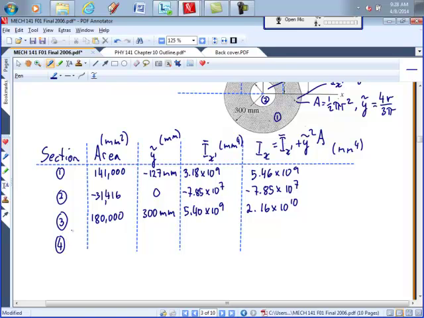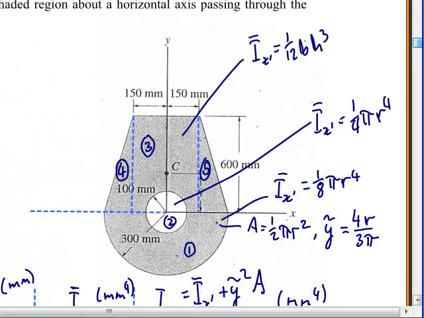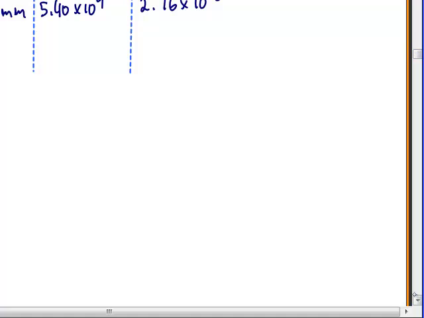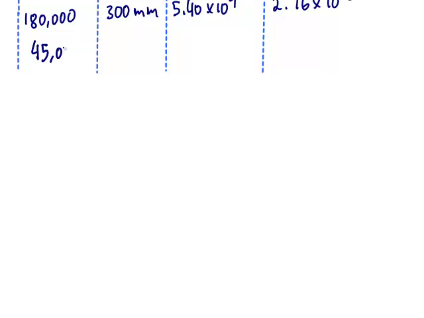Section 4 is going to be a triangle, so it's going to be 1/2 base times height. Its base is 150 and its height is 600. The area is 45,000. Its centroid is going to be at 1/3 of the height, which should be 200 millimeters.